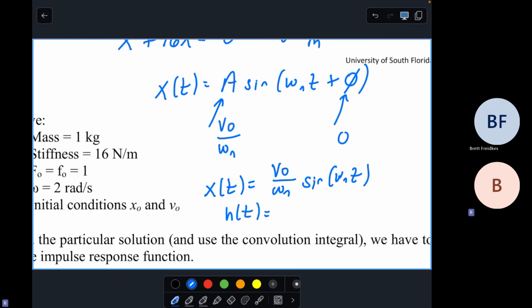So what's h of t? Yeah, so the v naught is f hat over m. So what is f hat for h of t specifically? 1. So this thing is f hat over m, which will be specifically for the Dirac-Delta 1 over m.